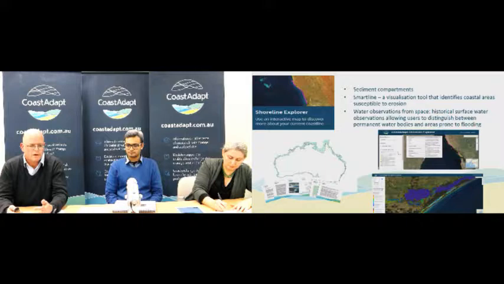We also have SmartLine, which is delivered through Geoscience Australia, and that is a visualization tool that identifies coastal areas that are susceptible to erosion. So there's a line that you'll find around the Australian coastline, and you can click on that line and it will show you the level of erodibility at that particular point.